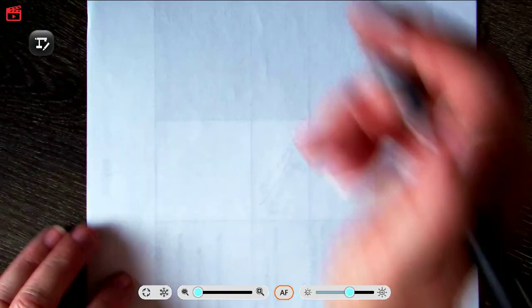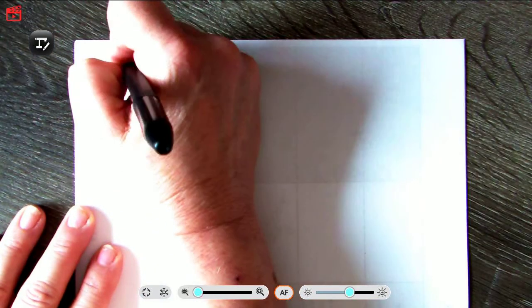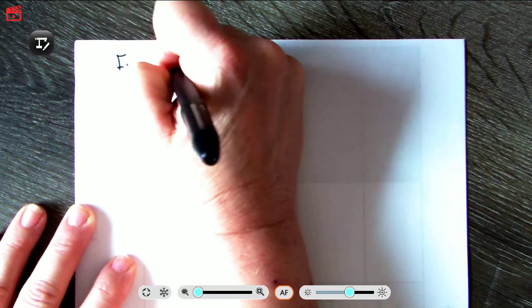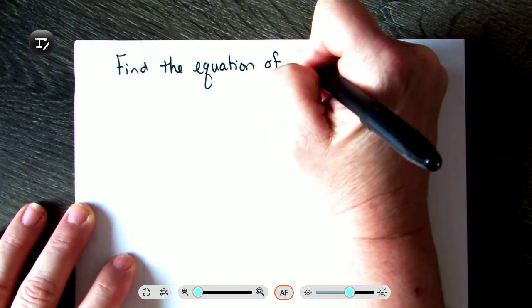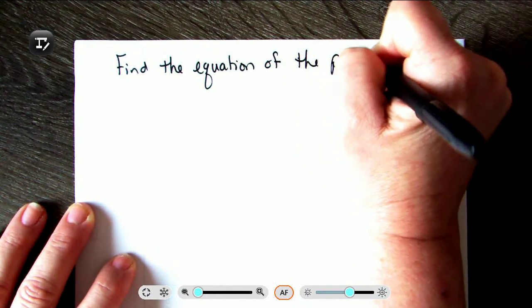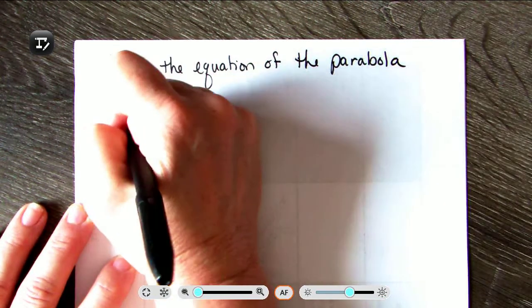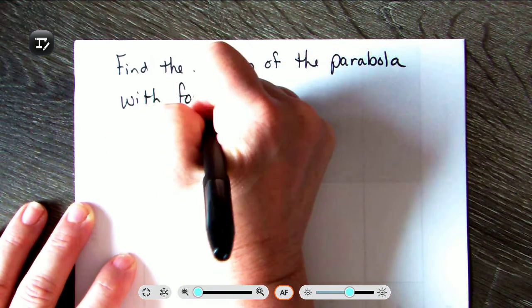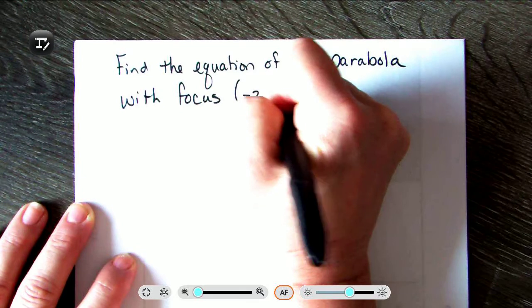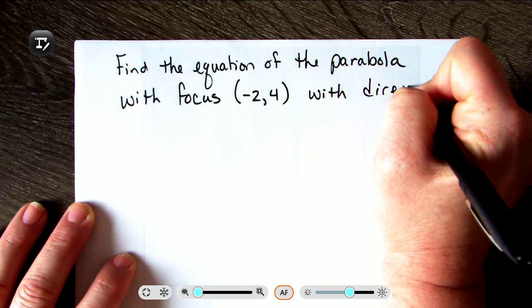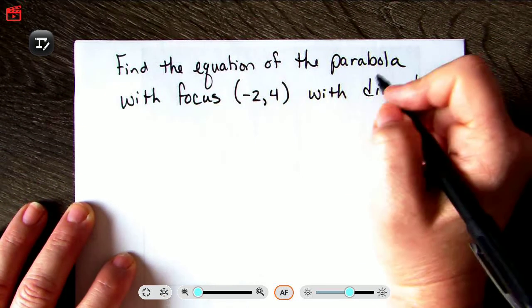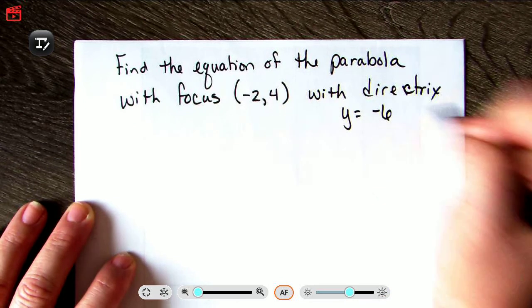Let's do one that isn't centered at (0, 0), so that we can see that as well. Let's find the equation again of the parabola with a focus, and let's say it's at (-2, 4), with directrix y equal to -6.